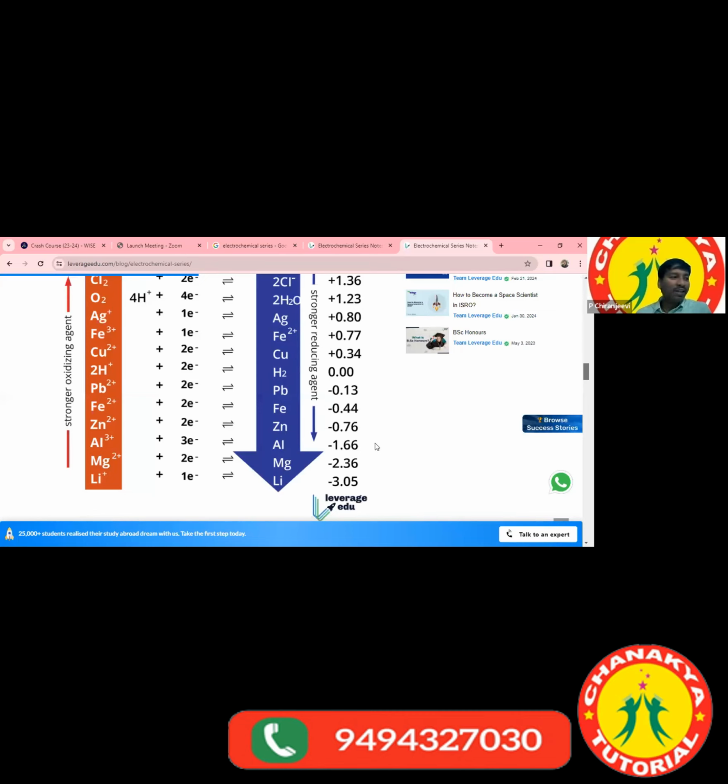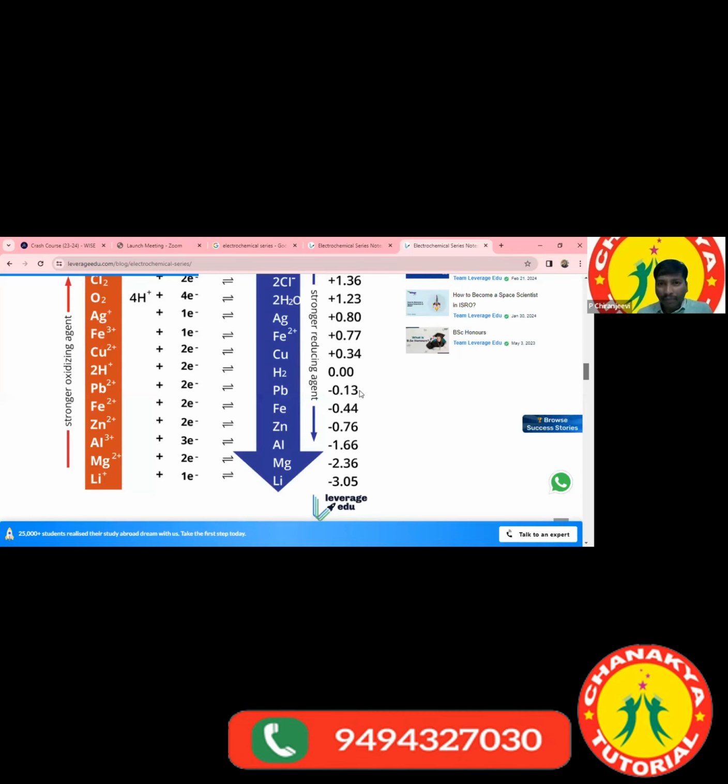Okay. How they'll ask the question: write the increasing order of reducing agents. Increasing order means lowest to highest. Which one can we write first? Copper. After that, zinc. After that, aluminium. After that, lithium. Lithium acts as a strong reducing agent. You write this because they had given values in the question.